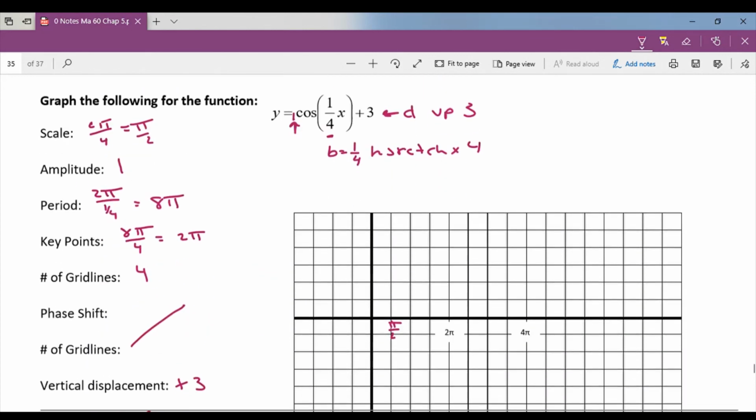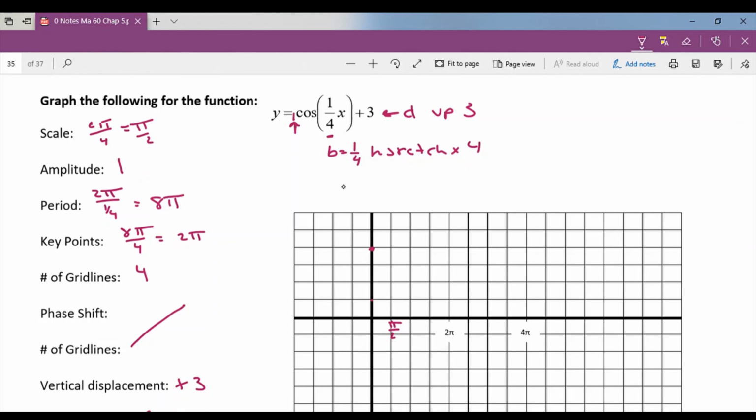And again, I haven't really cared if it's sine or cosine up until now, but now I want to look at the fact that this is cosine. So cosine normally starts at 0, 1, but that's going to be moved up 3. So instead of starting at 0, 1, we're going to go up 1, 2, 3, and we're going to start up here. Then every 4 grid lines, I'm going to go through the key points.